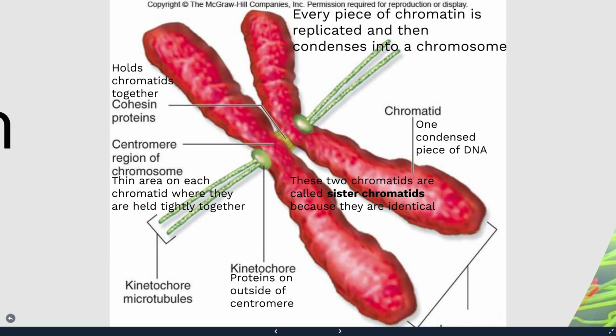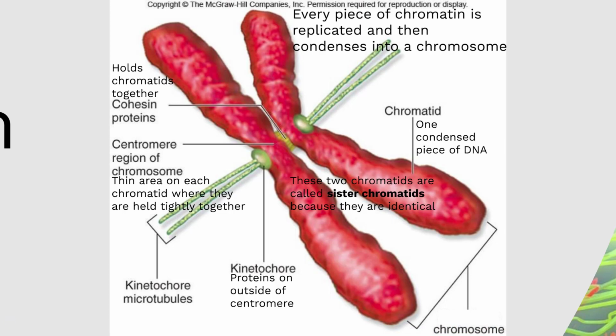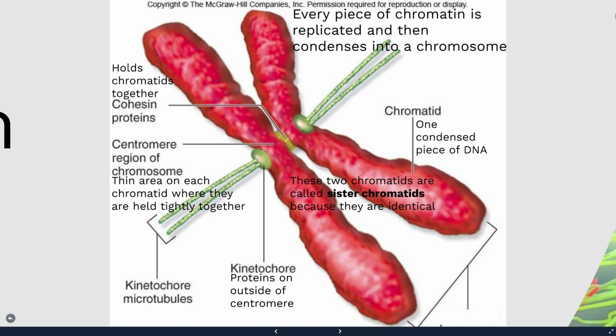So looking at this picture of a chromosome here, chromosomes are fairly complicated. This is what the chromosome looks like after we have made a copy of every piece of chromatin, or every piece of DNA in the cell. Okay, so looking at this, this piece of DNA and this piece of DNA, these are identical copies.